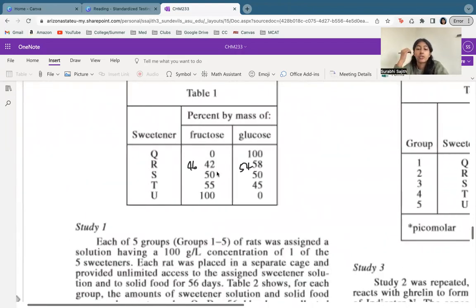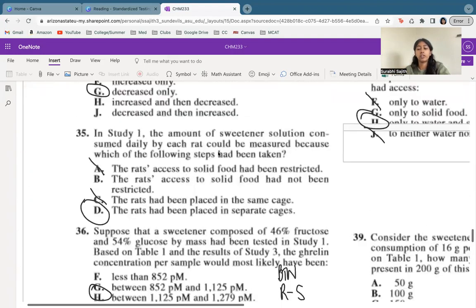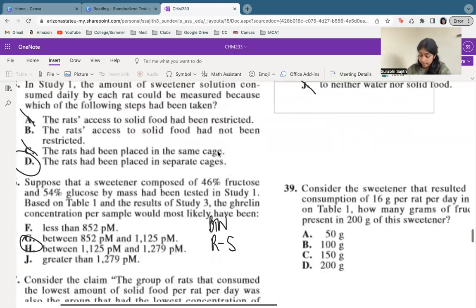it has 50% glucose and 50% fructose. So you might think immediately the answer is 50 grams, but this is not true because these are percentages. So this is out of 100, but we're looking out of 200. So which one would be 50% of 200? That would be 100 grams. So therefore, our answer is 100 grams, which is B.